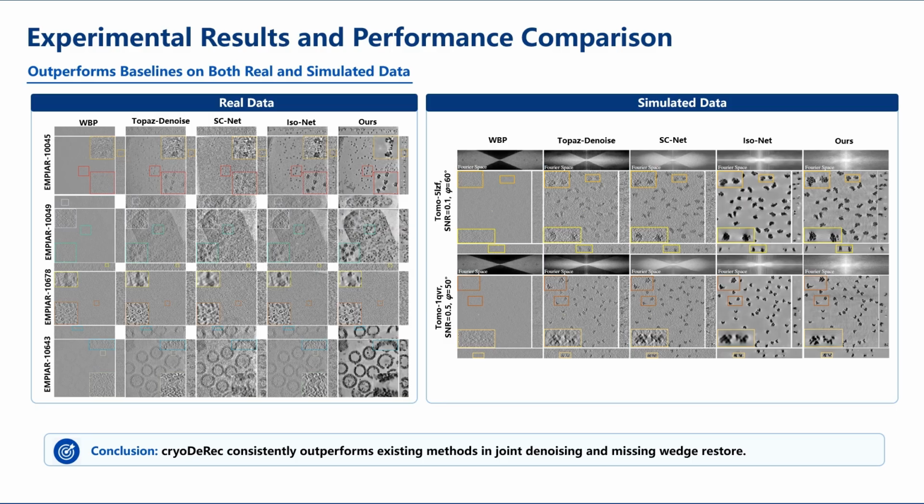On the right, the results are shown on simulated datasets, where ground truth is available. In both Fourier space and reconstructed slices, cryoDeRec shows better missing wedge completion and more accurate spatial reconstruction. The main conclusion from this slide is that cryoDeRec consistently outperforms existing methods in joint denoising and missing wedge restoration. It is also worth noting that the model is trained using simulated data, but it can still generalize to real tomograms. This shows that the simulated supervision is effective.